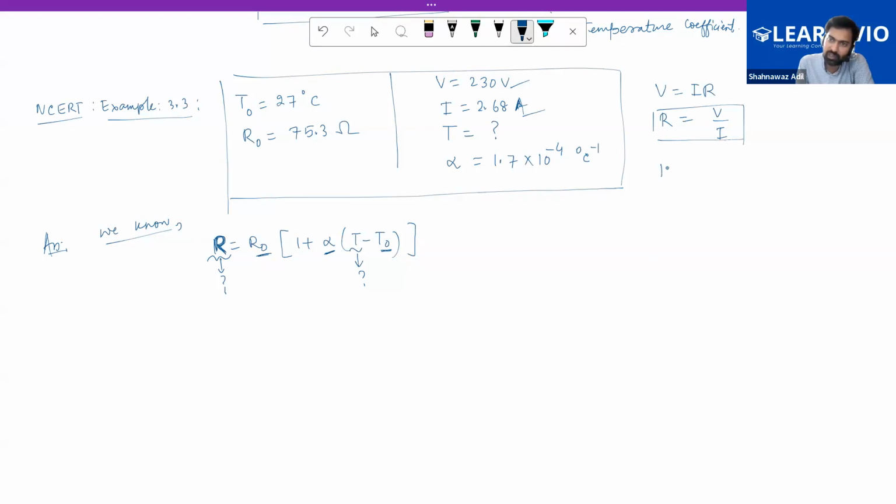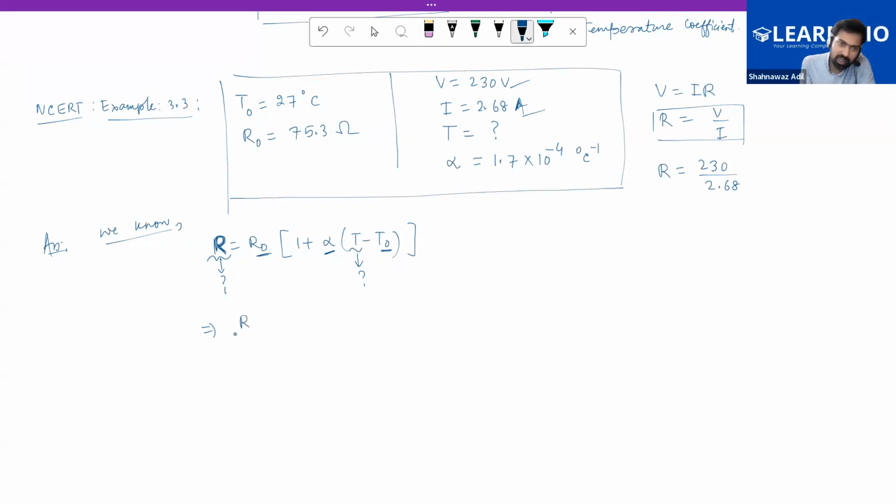And now we can find out this value. This is 230 divided by 2.68. So this is our R, right? And then this is R naught. Let us first simplify this thing. So now we have calculated R. So let us simplify this first.